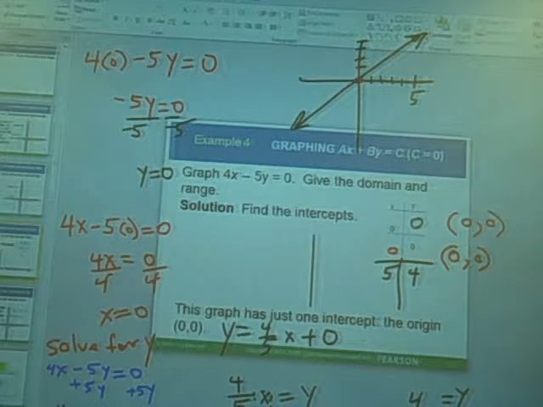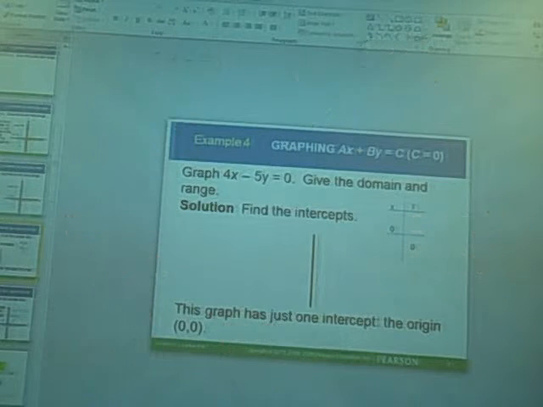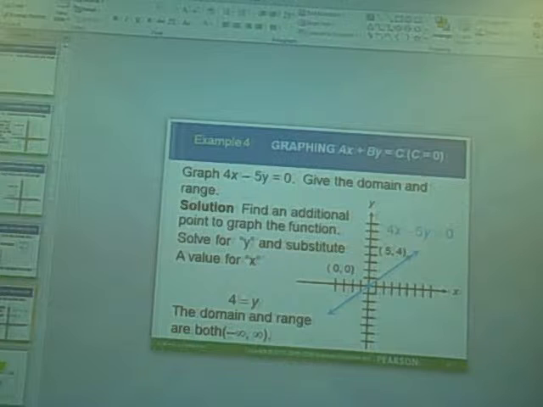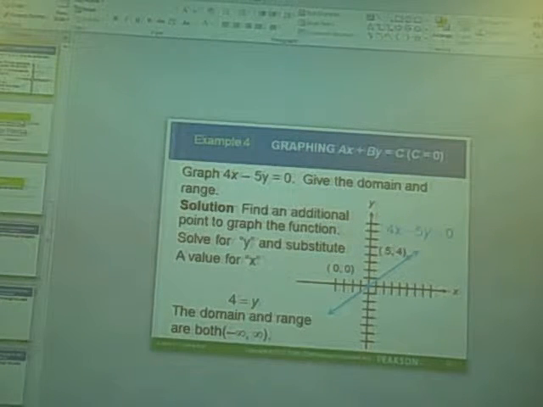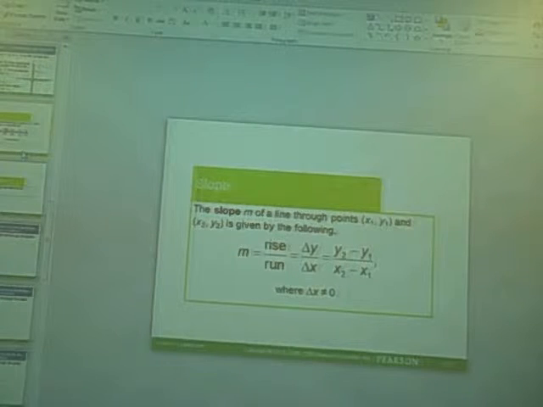Alright, well anyways, you could use either method. And so this is what our point looks like on the graph. Okay, the slope is basically rise over the run, where you subtract the y values over the x values. y2 minus y1 over x2 minus x1.